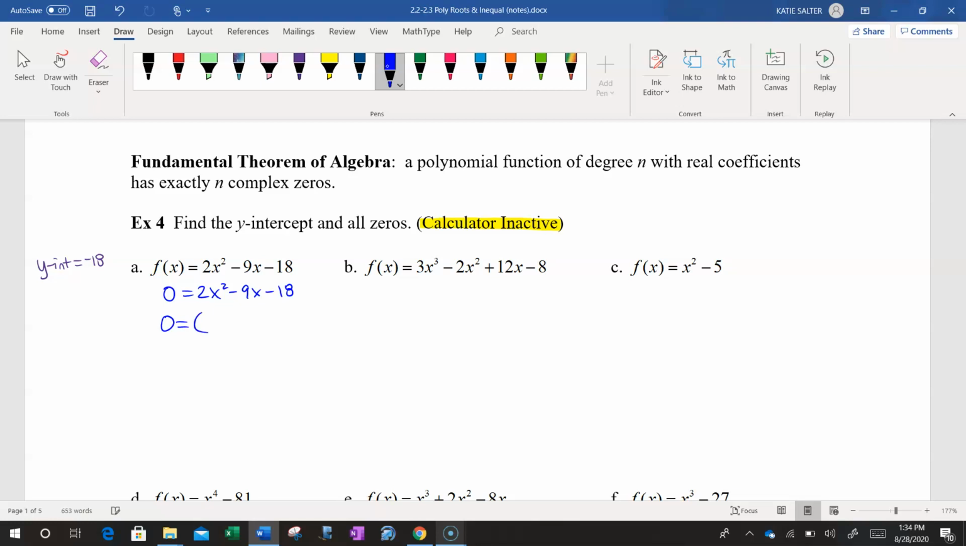Our factors are, in the front, 2x and x. That's the only way we got 2x squared. And then you have to play with different factors of negative 18. If we work through that, if we put 3 here and 6 here, that should work. 2x times 6 is 12x. 3 times x is 3x. We wanted to add to negative 9, so the 12 would need to be negative. Therefore, we know that this is x minus 6 and 2x plus 3.